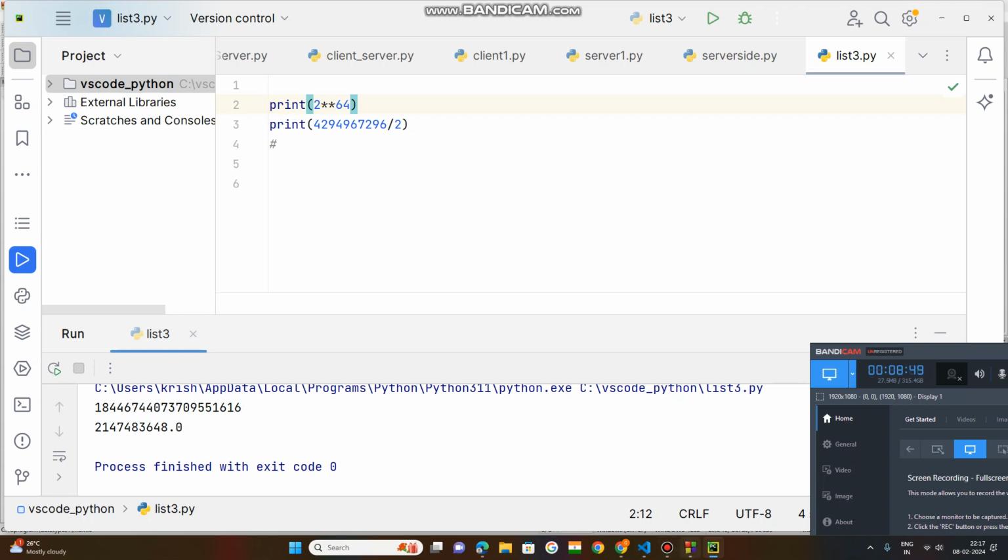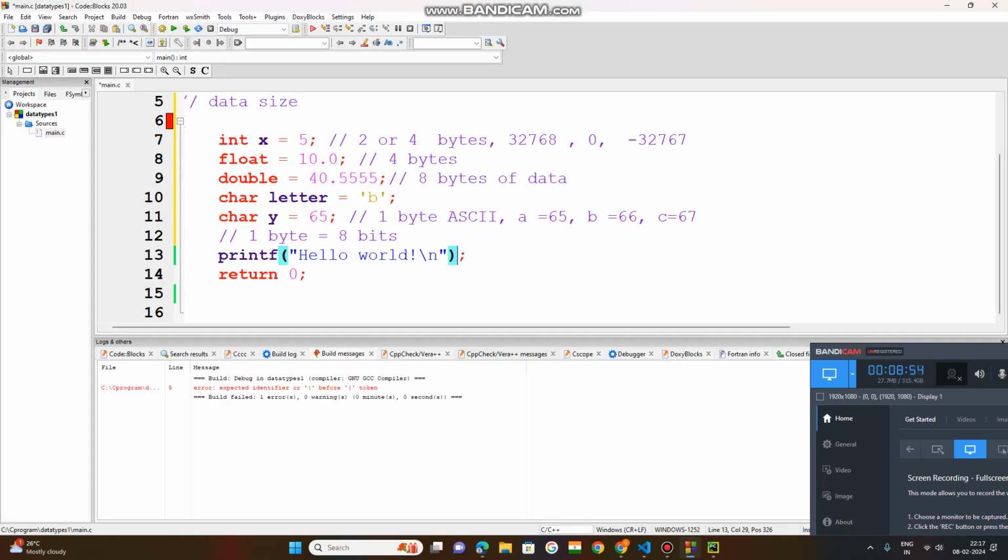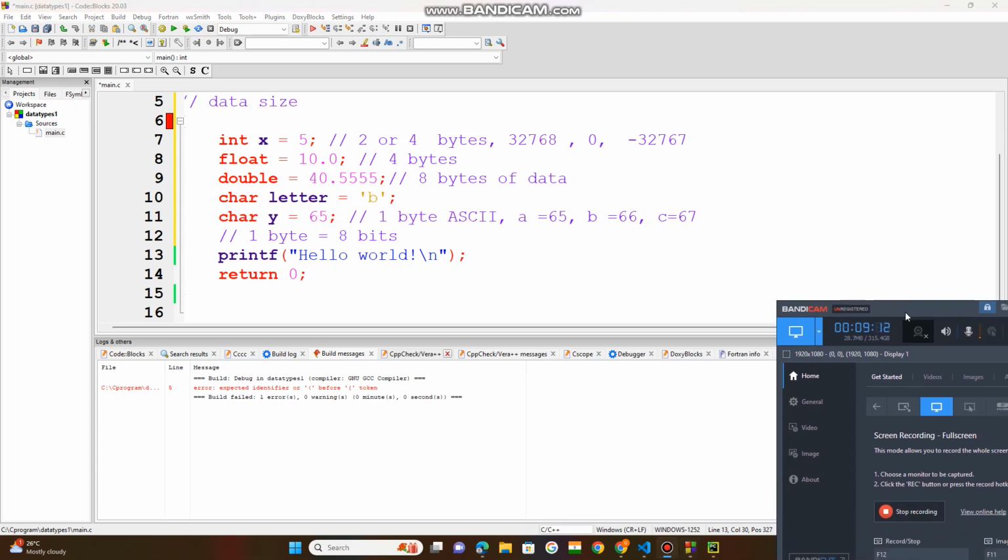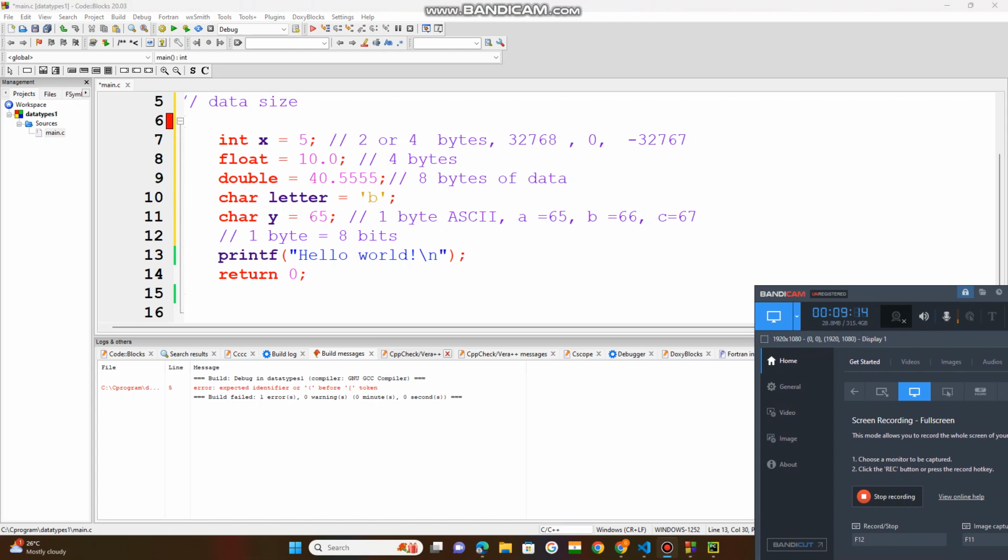Next is Code Blocks. Double can store a large number of float values, decimal values. Float will store only 4 bytes. Char will store only 1 byte. So now let us try to get the printout of all these numbers, first of all char.